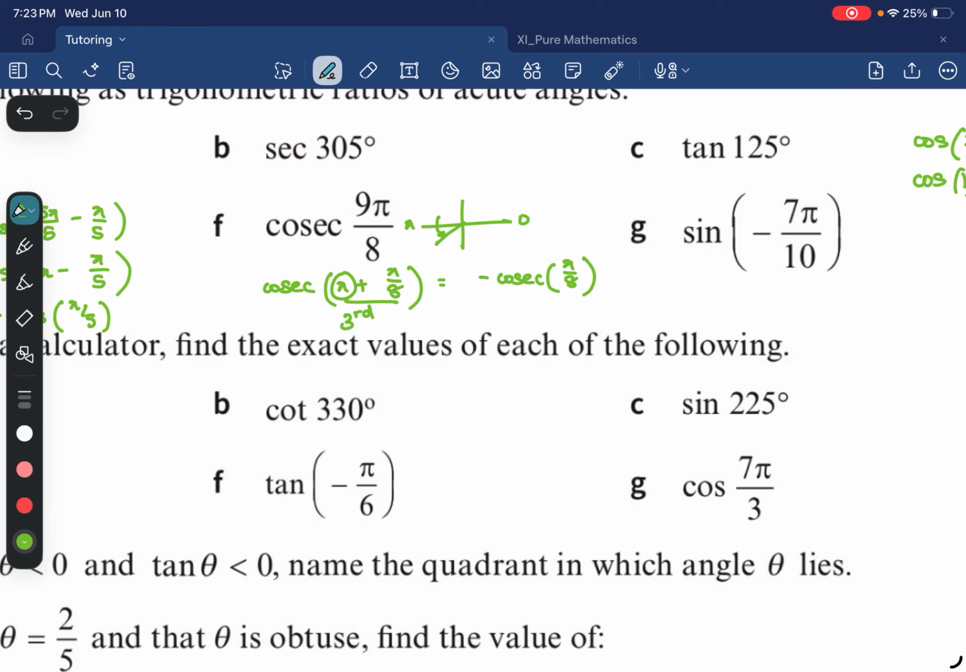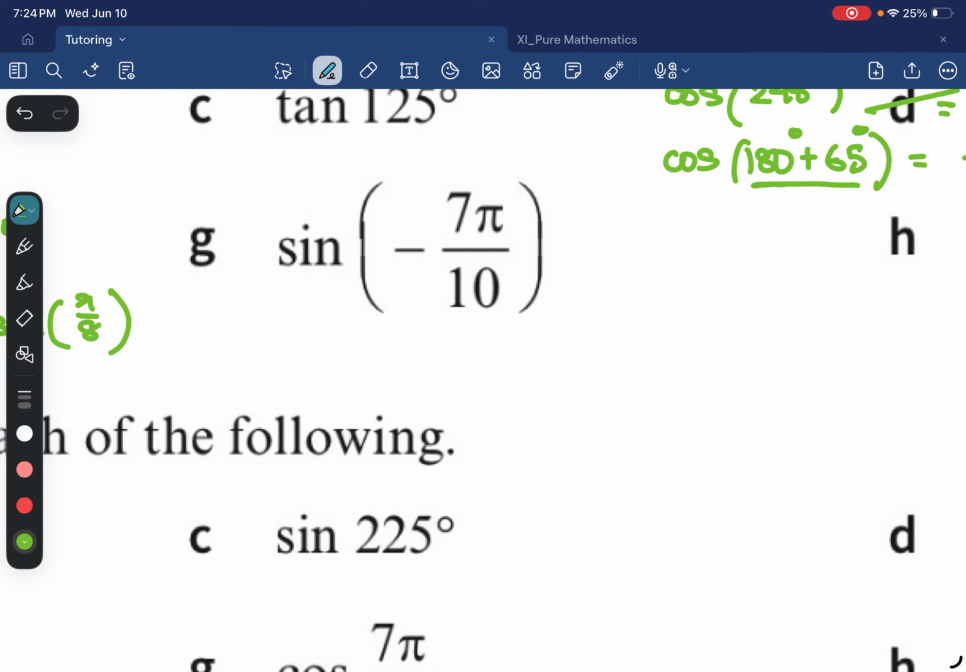1 over sine. So I think, yeah, your answer should be negative. I don't know why the textbook says it's positive. It should be negative. All right. So sine negative. Remember, sine is an odd function. So you write it like this. First, you can bring the negative out.